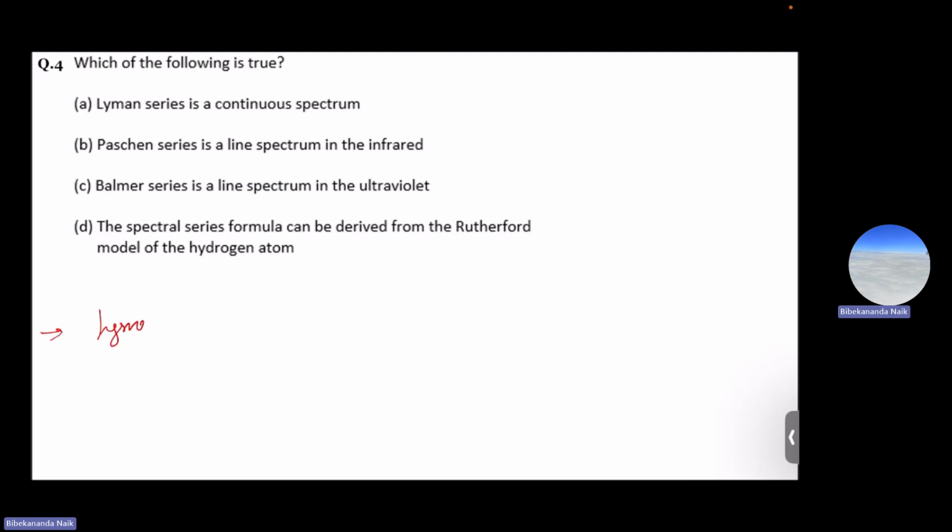So we can say Lyman series is a line spectrum. It is not a continuous spectrum. Not only the Lyman series, all hydrogen spectral series are line spectra. Then Paschen series is a line spectrum, as it is written here. So Paschen series is a line spectrum in the infrared region. Balmer series is a line spectrum in the ultraviolet region.